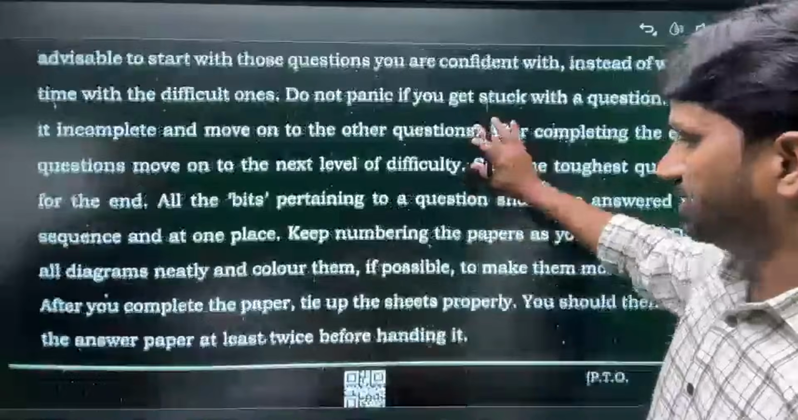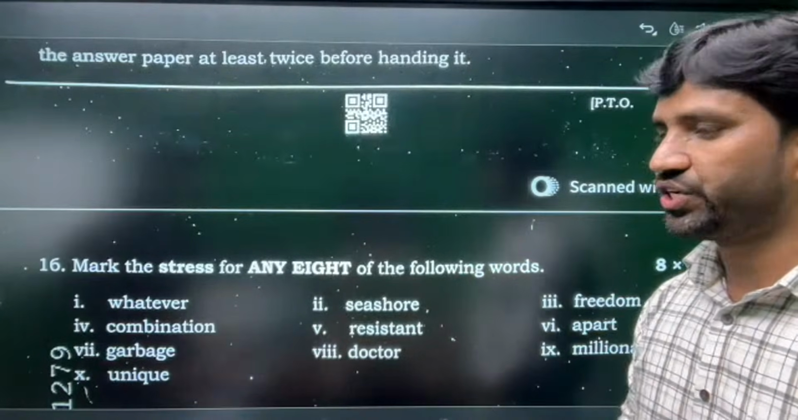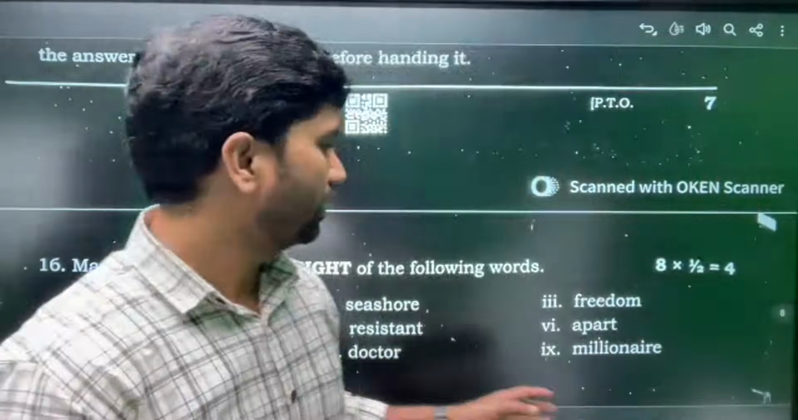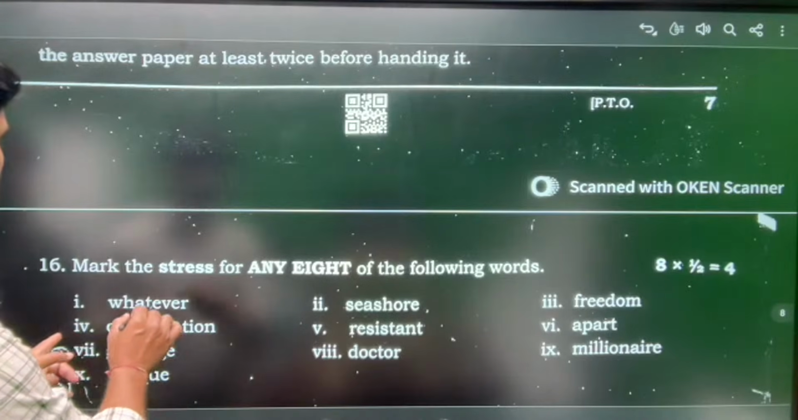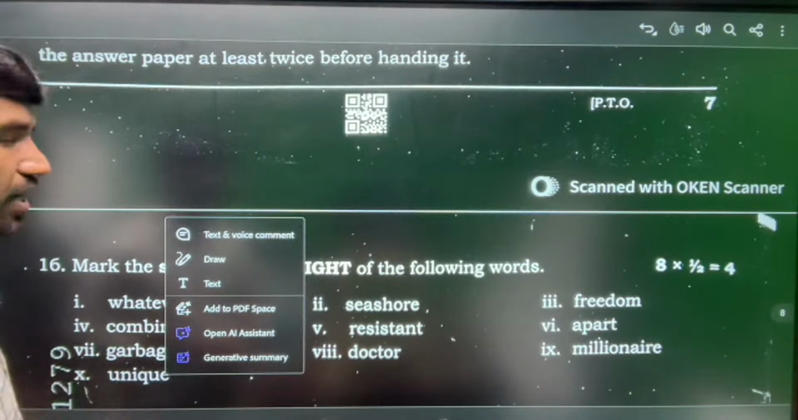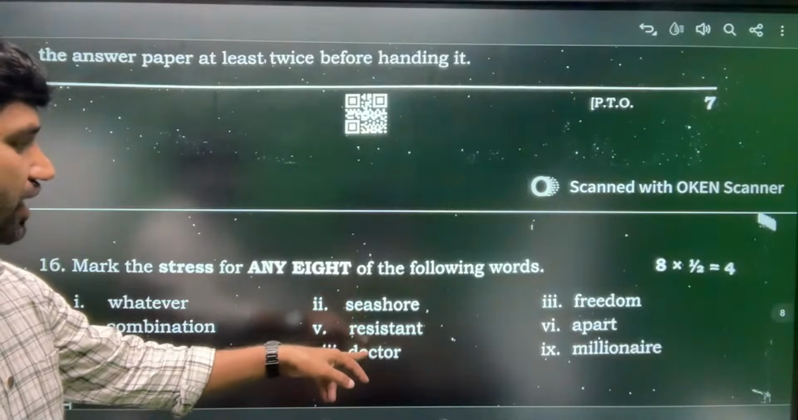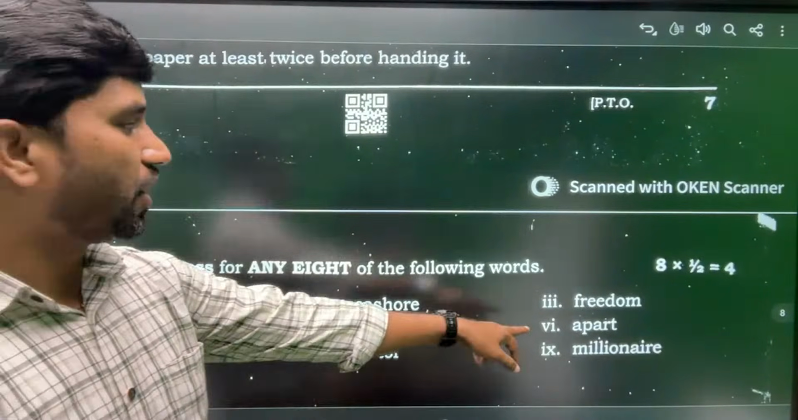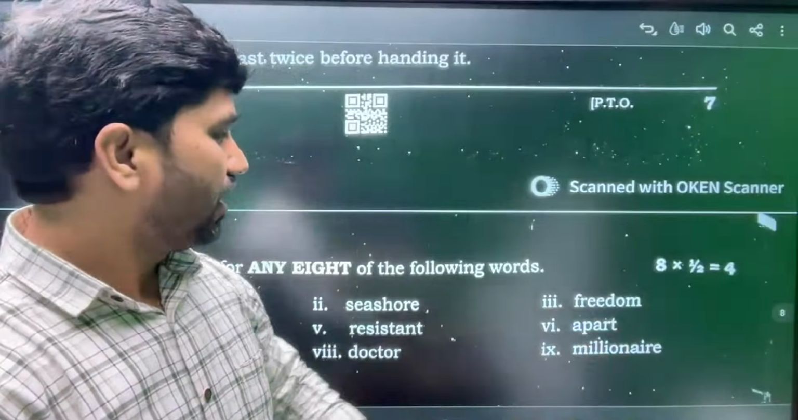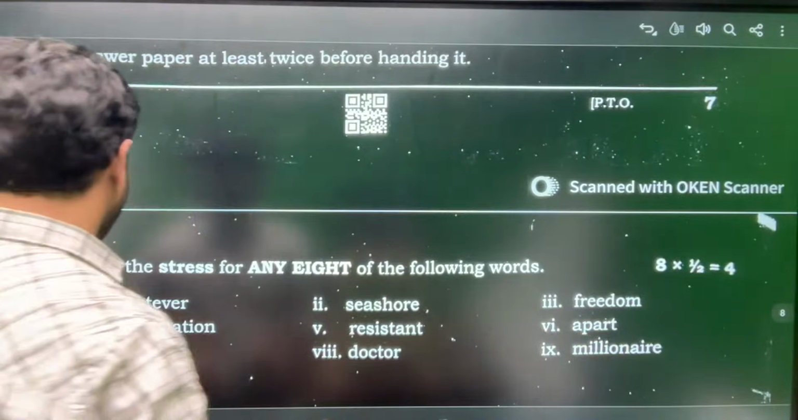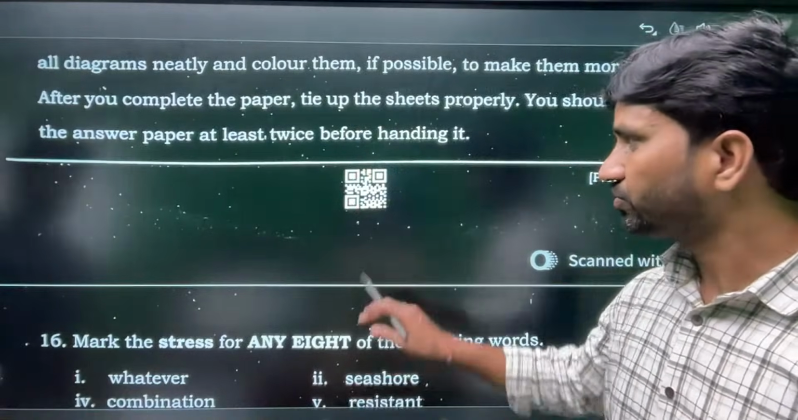The next one is called stress mark. Here, whatever words they have given, we place the stress marks on them. The same thing, seesaw. Also resistant, doctor is a naming word. Apart, freedom, free and dumb. See, everything is from this. And garbage. Garbage is a naming word. We place the stress mark on the first letter.